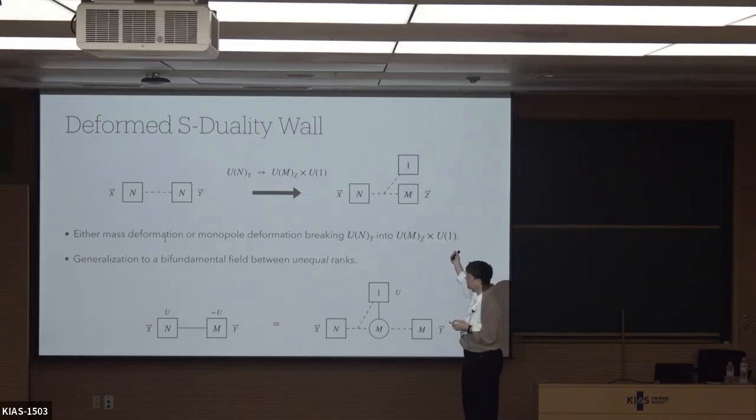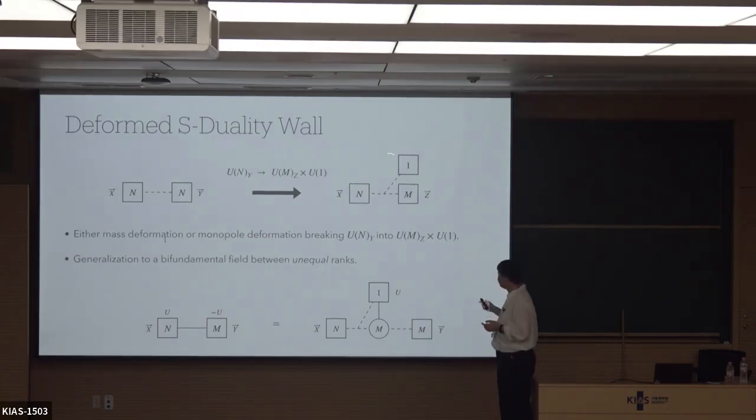So why do we need this? The thing is that once we use this deformed S-duality, deformed TSUN theory, we can actually generalize the previous duality relation slightly, such that now we can consider the bifundamental field between the unequal ranks. So in the previous slide, what I show you is the dualization of the bifundamental with the equal ranks. But if I use this deformed TSUN tail, then I can dualize the bifundamental between the two different ranks, okay, like this, okay?